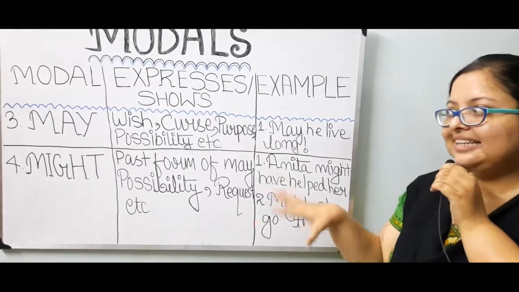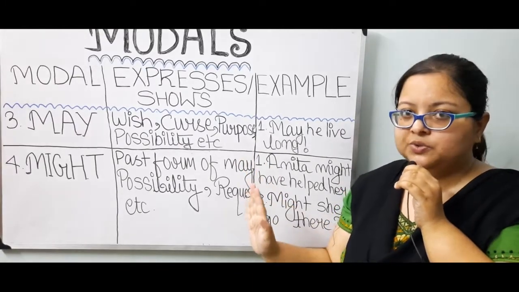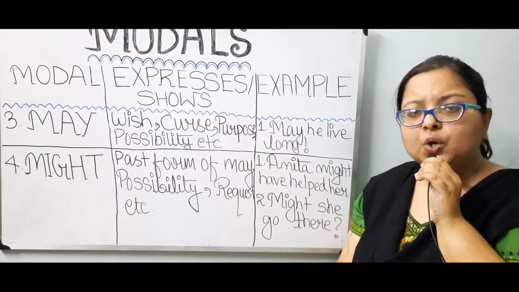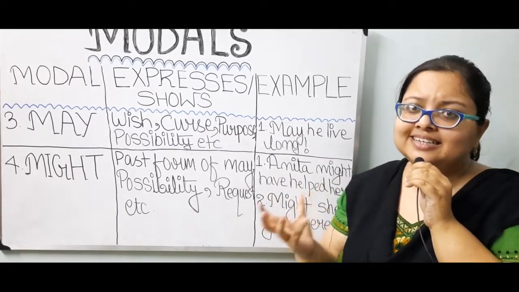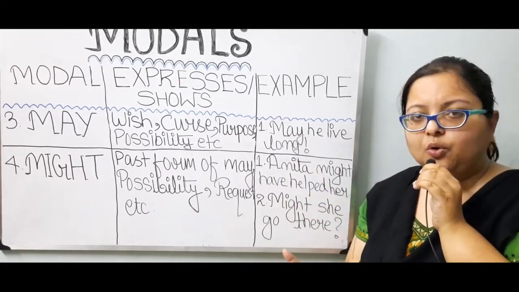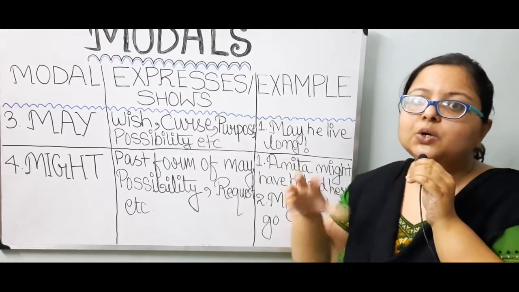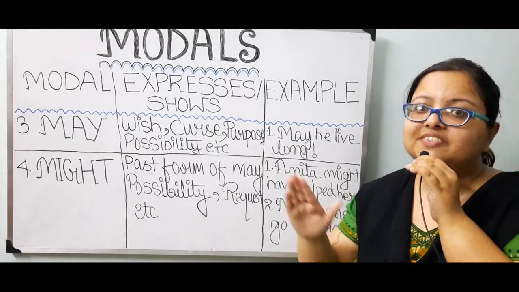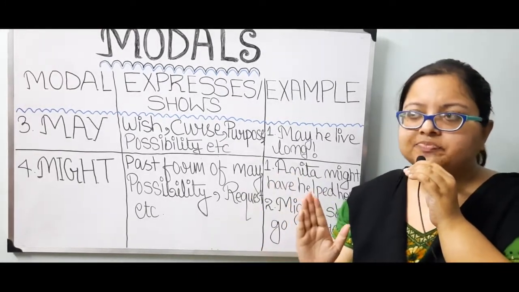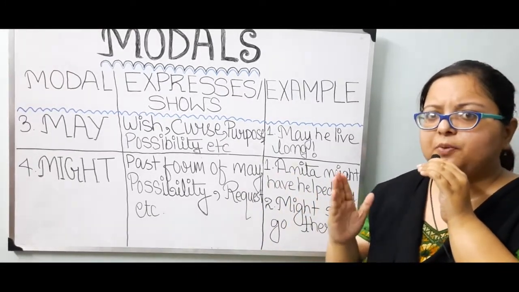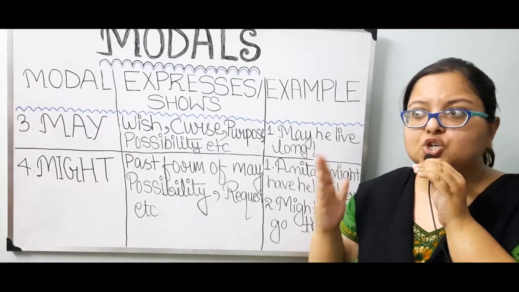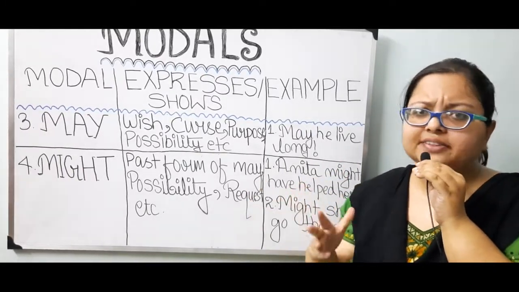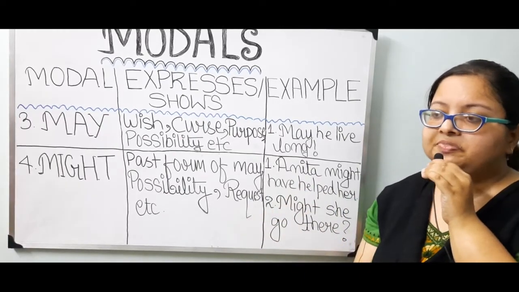Now like this there are many other modals, should, shall, will, would. So there are many other sentences with them too. Suppose he will go there, or she should have done that, or suppose she should do that. Likewise many other examples can be there.